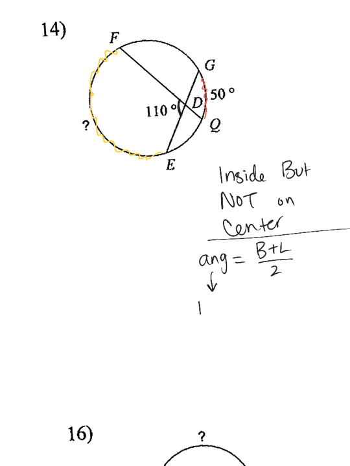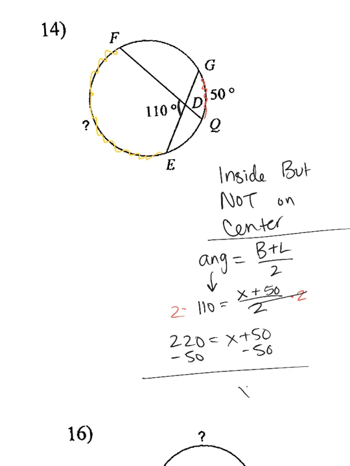I know the angle is 110. I know the big arc, oh, I don't know the big arc, it's x, but I know the little arc is 50. So I just need to solve this by multiplying by 2 on both sides, and then I get 220 equals x plus 50, because these 2's would cancel. If I subtract 50 from both sides, I have x equals 170 degrees.